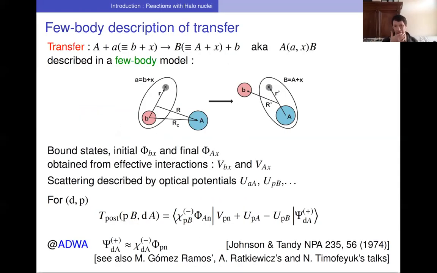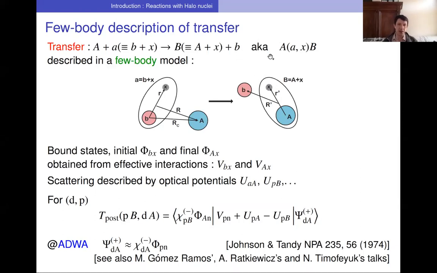Because the reaction description is a complex problem, we usually start with a few-body description of the reaction. So let's first have a look at the transfer reaction. You assume a transfer where you have a nucleus A, and then impinging on that nucleus you have another nucleus, which is a two-body system with a core and a valence particle. And the valence particle is transferred from this incoming nucleus towards the target nucleus, which then forms nucleus B as A plus X, and then this core, this other particle here, b, flies away.